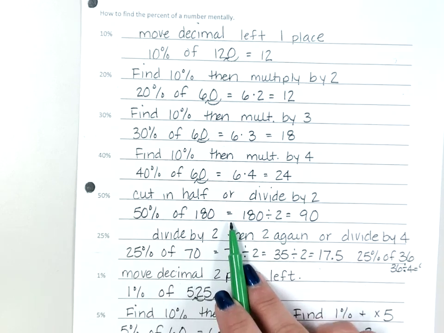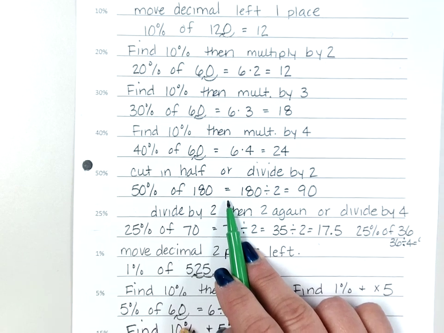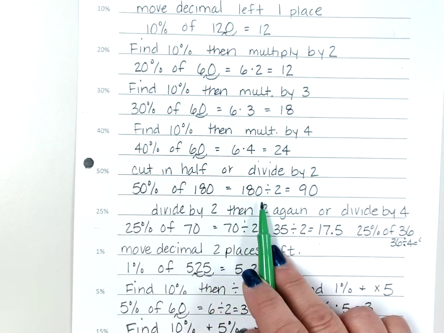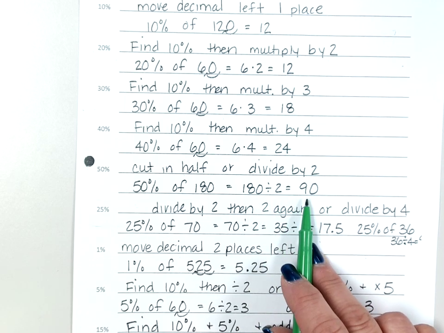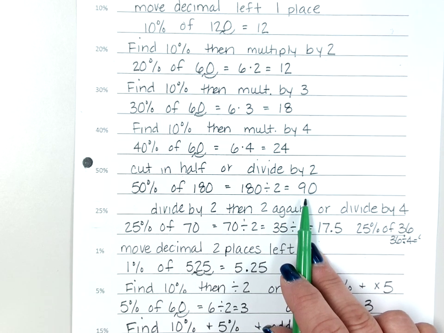To find 50%, most people know how to do this. You would just cut it in half or divide by 2. So if I'm finding 50% of 180, I'm just taking 180, cutting it in half, or rather dividing by 2, same difference, and it would be 90.